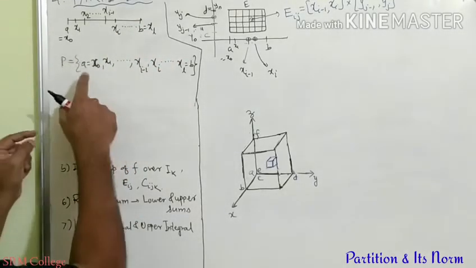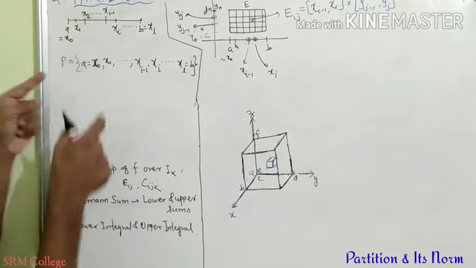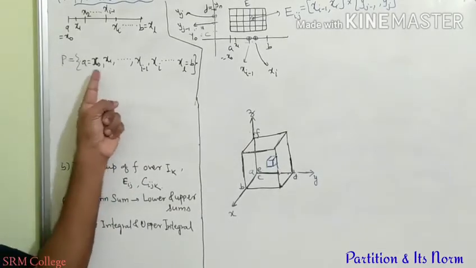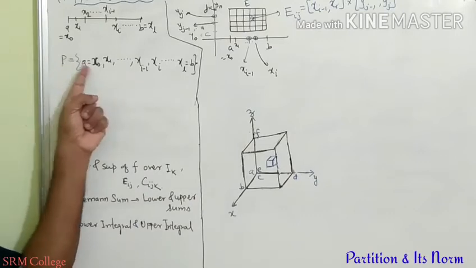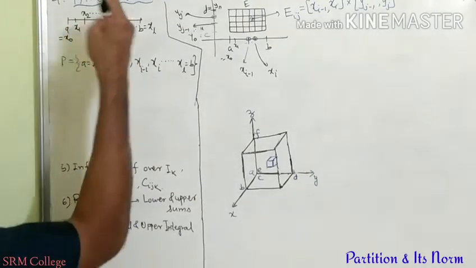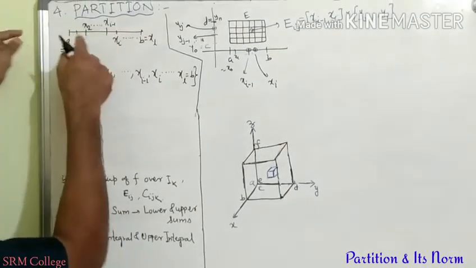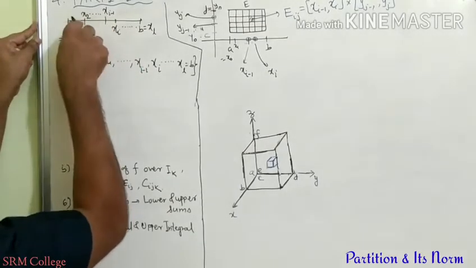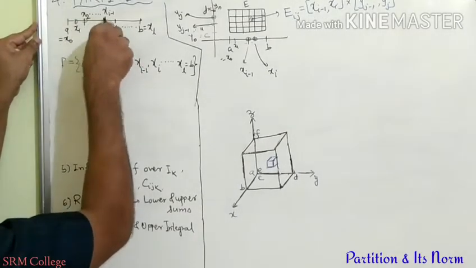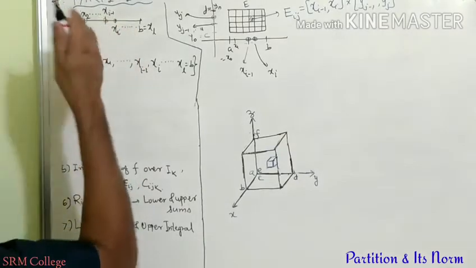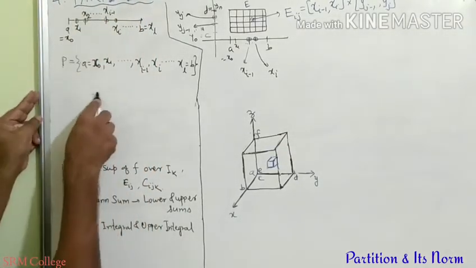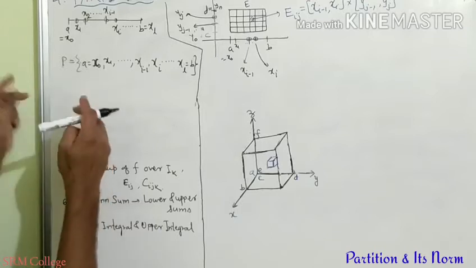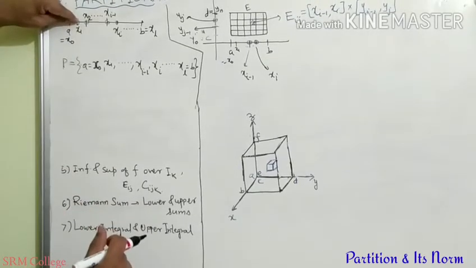So to partition a closed interval AB, what do we require? We require an ordered set of points. To partition the closed interval AB or a line segment AB, we require points. Remember, these points will divide or make a partition of this closed interval AB into subintervals. How many subintervals? This is the first one.